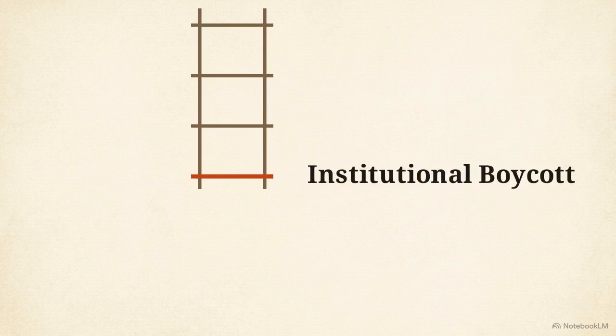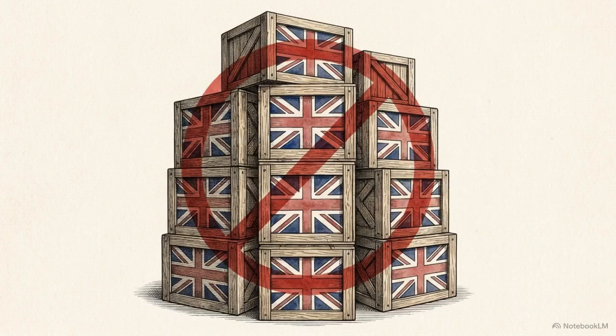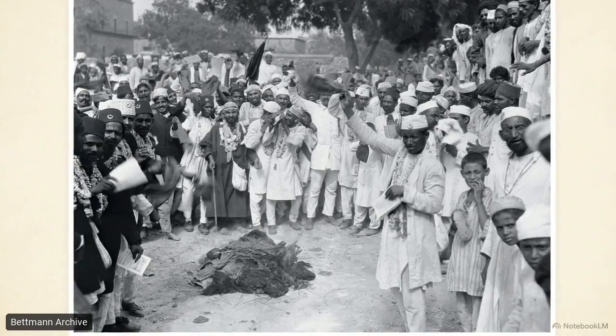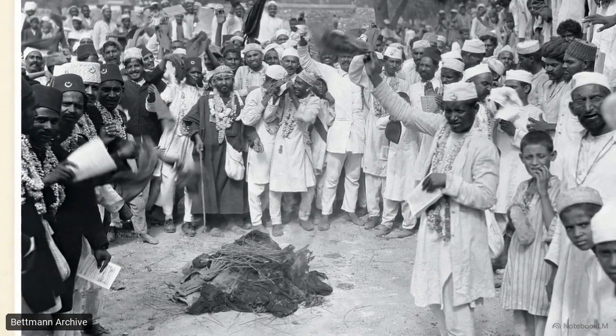This escalation ladder shows how the movement was designed to unfold. It began with an institutional boycott, individuals surrendering honorary British titles, resigning from government jobs, and refusing to serve in the colonial army. This expanded into a massive economic boycott. Indians refused to buy British goods. Piles of foreign-made clothing were gathered in city squares and set ablaze, while volunteers picketed liquor and toddy shops.